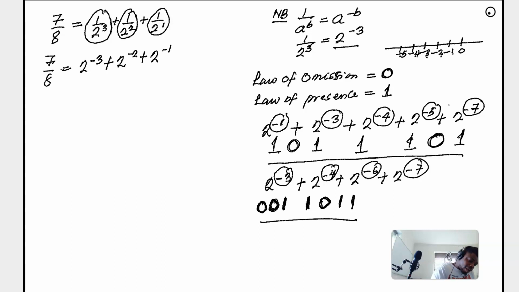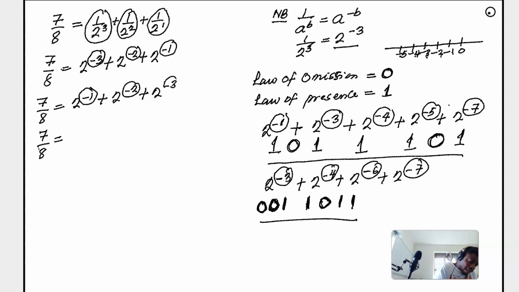So let's get back to our question. So 7 over 8 is equal to, now let's use the law of omission. Remember, we can rearrange this. I'm just rearranging it to start from what we have. You can see minus 1, minus 2, minus 3. Law of omission says we are concentrating on the power and it must start from minus 1. Is minus 1 present here? Yes. After minus 1, is minus 2 present? Yes. After minus 2, is minus 3 present? Yes.